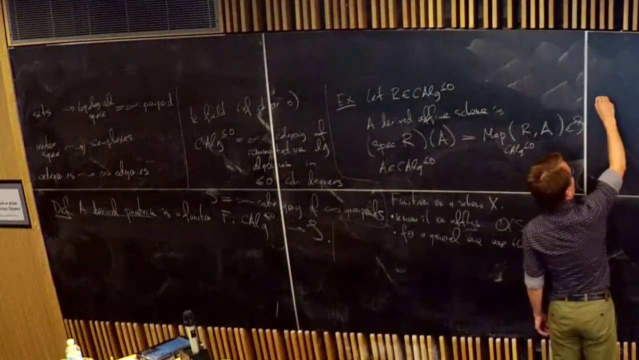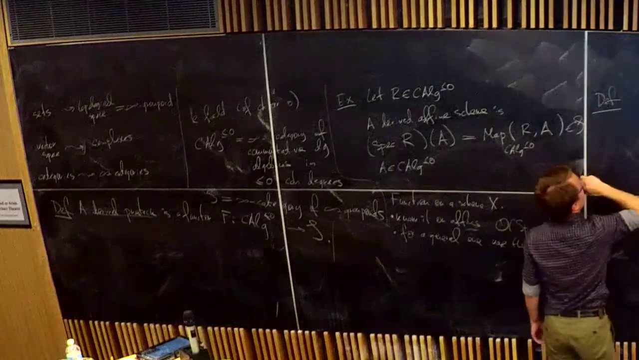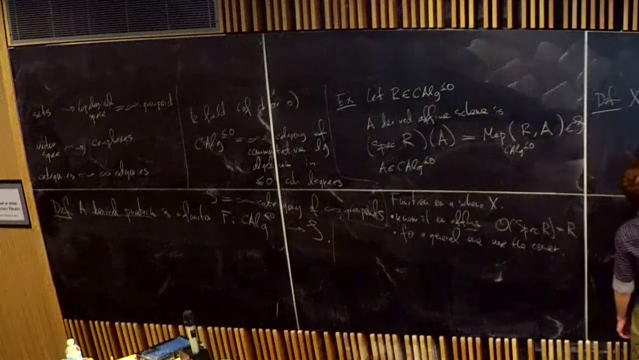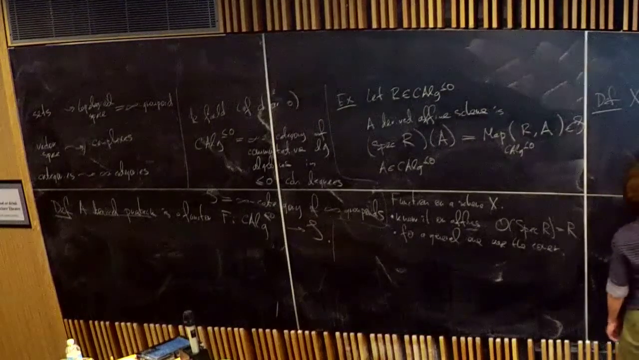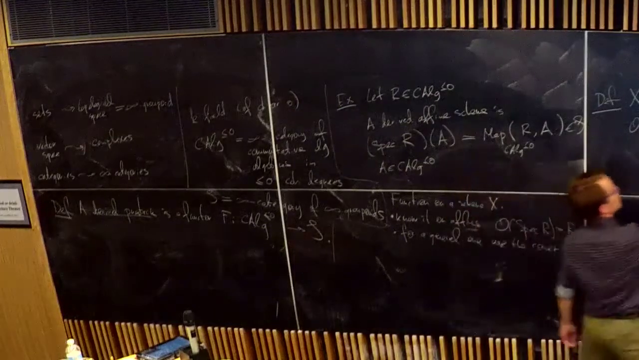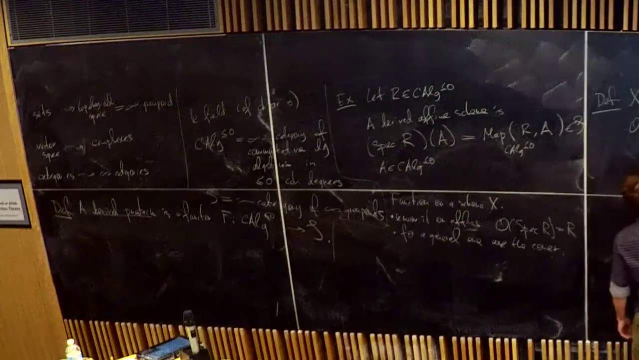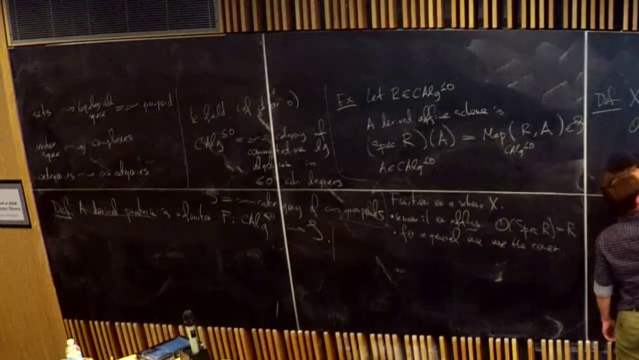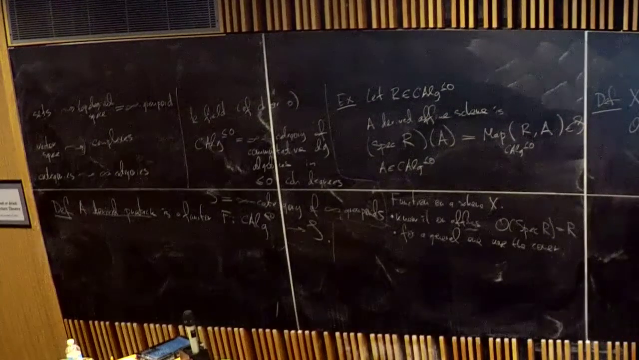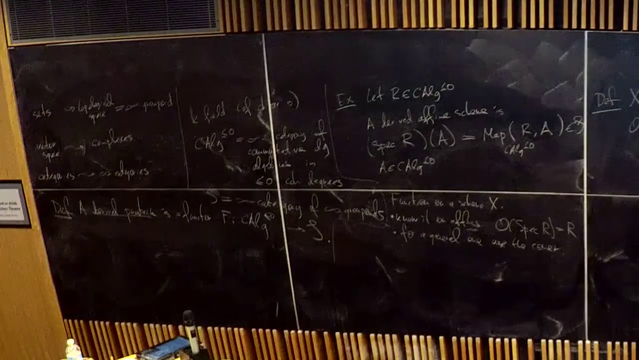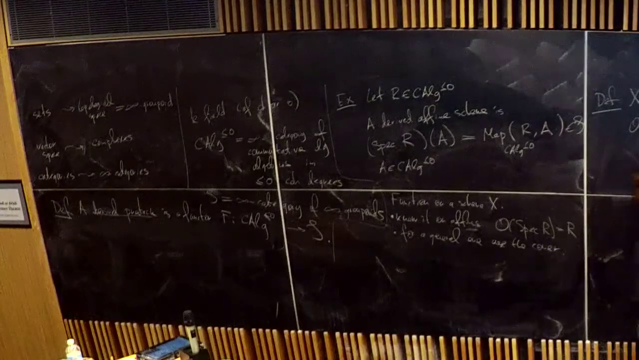So, okay, let me give the definition then. Let's say X is a derived pre-stack. Then I'll define functions on X to be the limit over affine schemes mapping into X of functions. And the whole thing is taking place in this category of CDGAs.